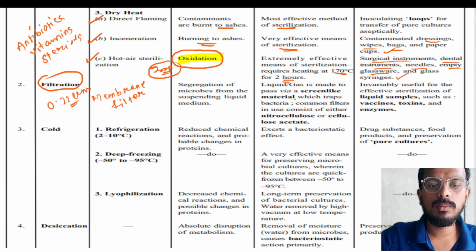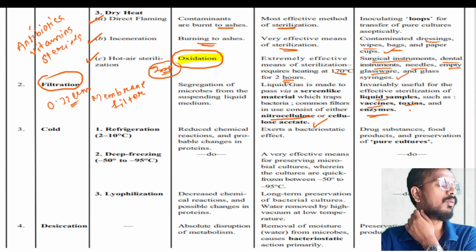Liquids or gases are passed through a screen-like material which traps the bacteria. The common filter consists of nitrocellulose or cellulose acetate. It is invariably used for liquid samples such as vaccines, toxins, and enzymes.